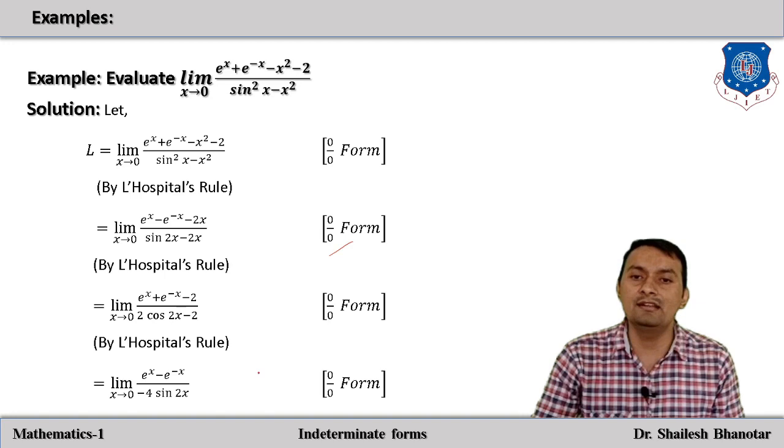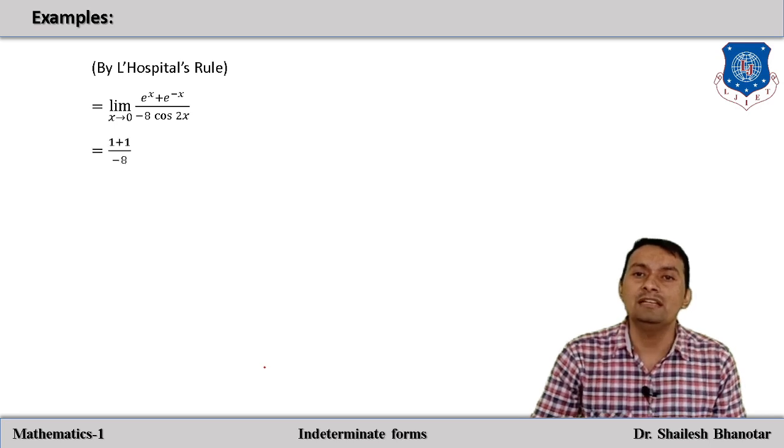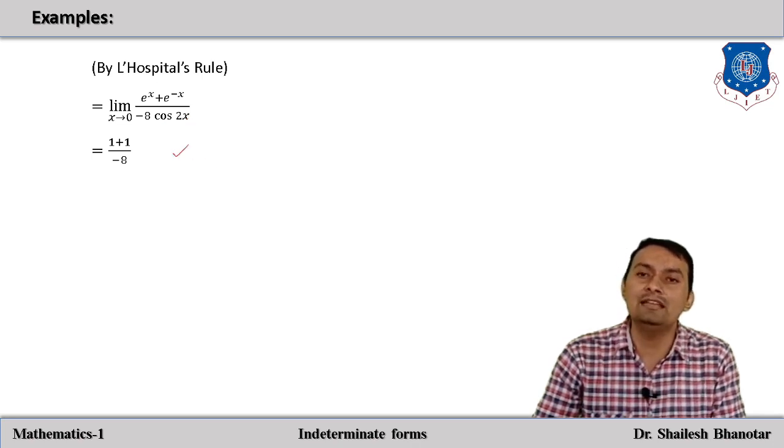Again we apply L'Hopital's rule, and following the same procedure we will get the limit as x tends to 0 of (e^x + e^(-x)) divided by (-8 cos 2x). If we put x equal to 0, our answer will be 2 divided by -8, and that is exactly -1/4.